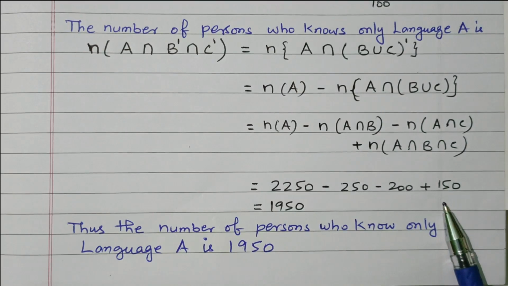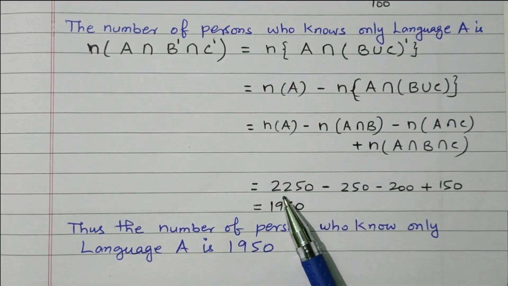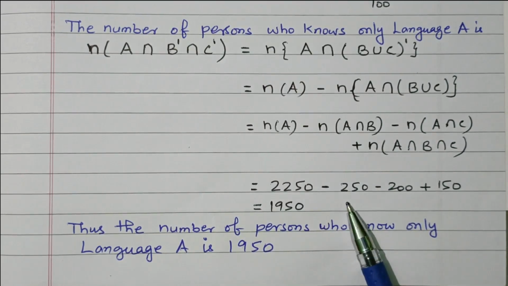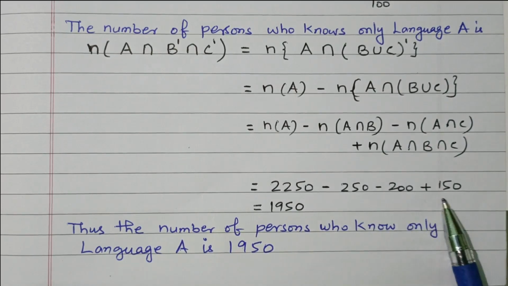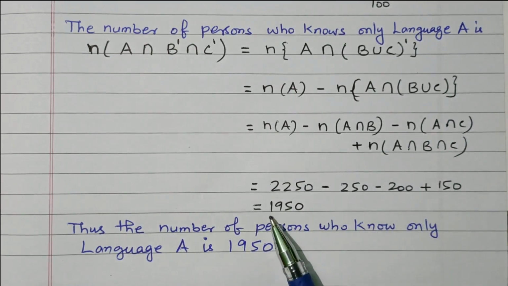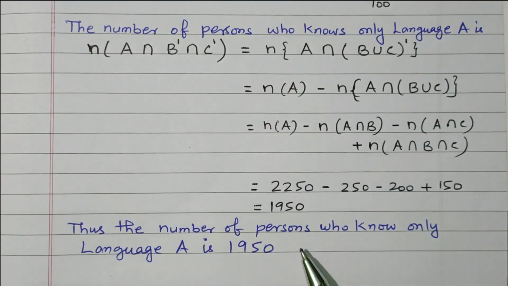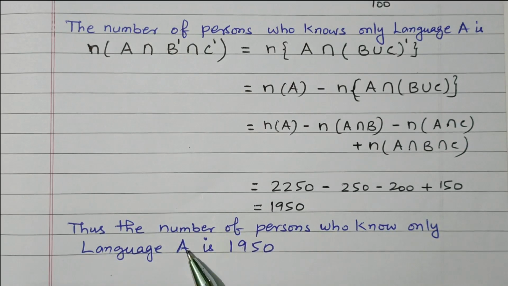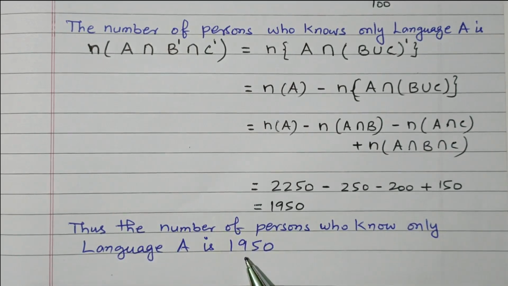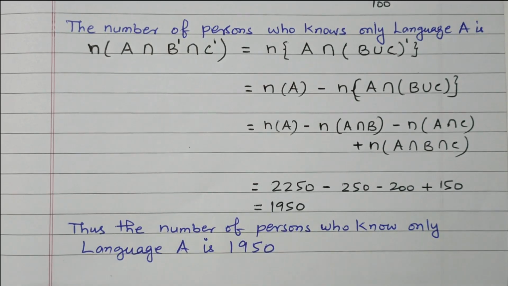So this gives the number of persons who know only language A, right? So 2250 minus 250 minus 200 plus 150. While adding, what we got is 1950. The 1950 persons know only language A. The number of persons who know only language A is 1950, right? So by using the cardinality method, we calculated the value 1950.